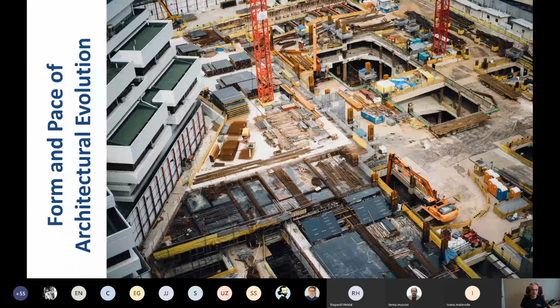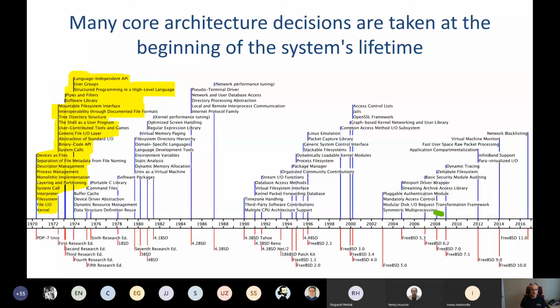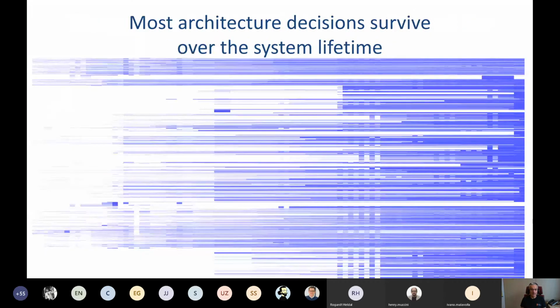One has to do with the form and pace of architectural evolution. And what we see here is that many core architecture decisions are taken at the beginning of the system's time. So look here at the timeline of things that I have described in the history, and see how many things were done at the beginning and how fewer were done later on. And in addition, we see that most architectural decisions survive over the system's lifetime. So here I've put lines for each decision, and you see that many that were done at the beginning are with us until today. Very few were done and then removed. About 12,000 facilities have survived for more years, so about 17% of them.